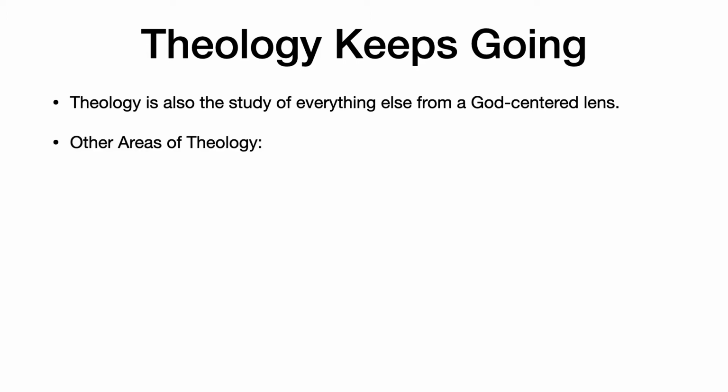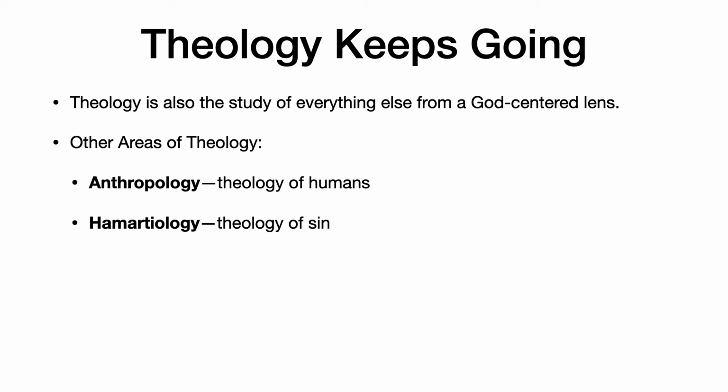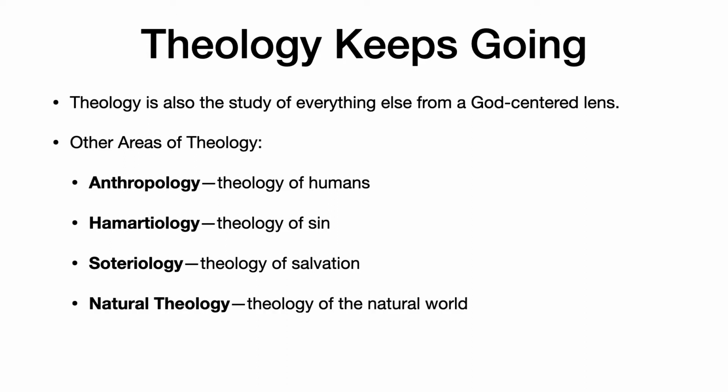Other common areas of theology include anthropology, which is the theology of humans. There's also a science of anthropology, which is different. They both come from anthropos, which is the Greek word for man. Then there's hamartiology, which is the theology of sin. There's soteriology, which is the theology of salvation. There's one that's a little bit newer and so it doesn't have a cool Greek word, and that's natural theology, which is the theology of the natural world. And the list goes on. There are all sorts of specific areas of theology that deal with different parts or aspects of what the world looks like from a God-centered viewpoint.